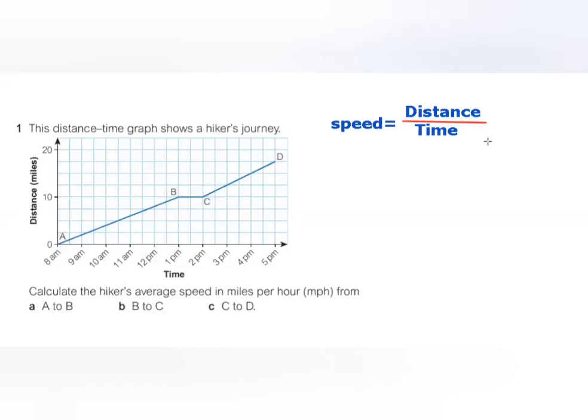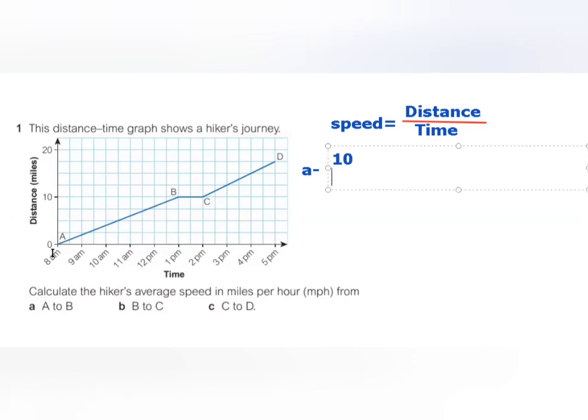So here from A to B, first we're going to find the distance and then we're going to find the time. So from point A to point B, how do we find the distance? Very good. We look at the vertical line, which is the distance line. So it's from 0 till this distance, which is 10. So the distance is 10. So we write it like this. So the speed equals 10 divided by the time.